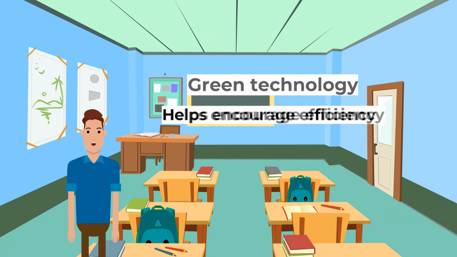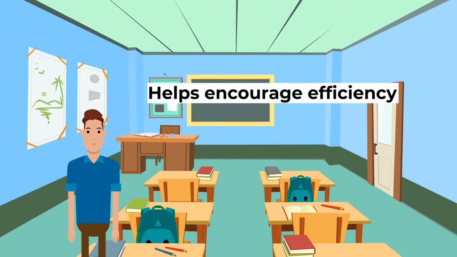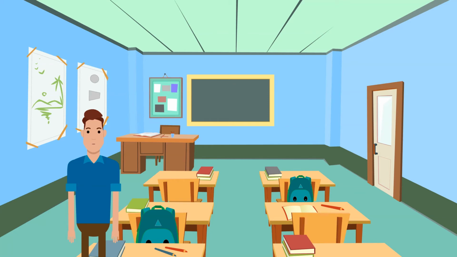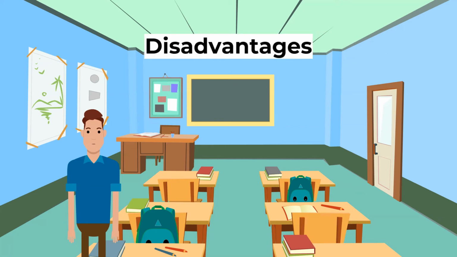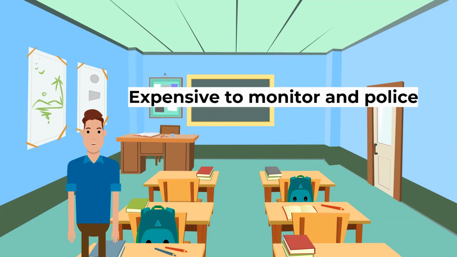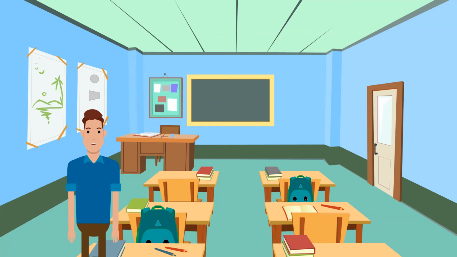4. Firms are able to make their own decisions about whether to cut pollution or buy more permits. This helps encourage efficiency, as seen by the example before. Now the disadvantages. 1. This can be expensive to monitor and police, but it will only work if it is monitored well. The government needs to impose fines that are large enough to ensure firms follow the regulation.